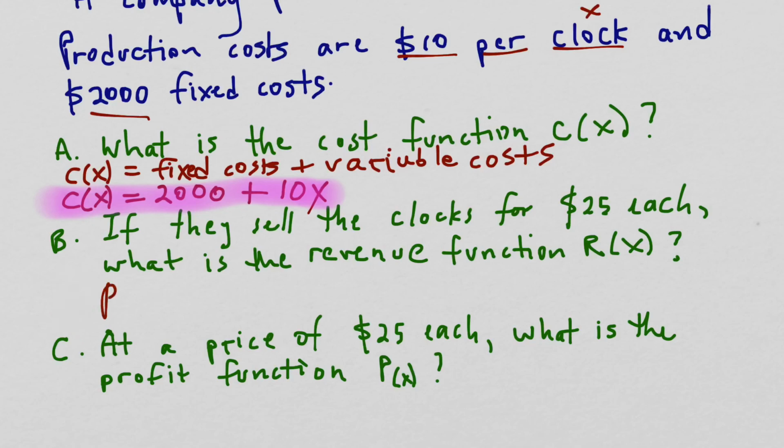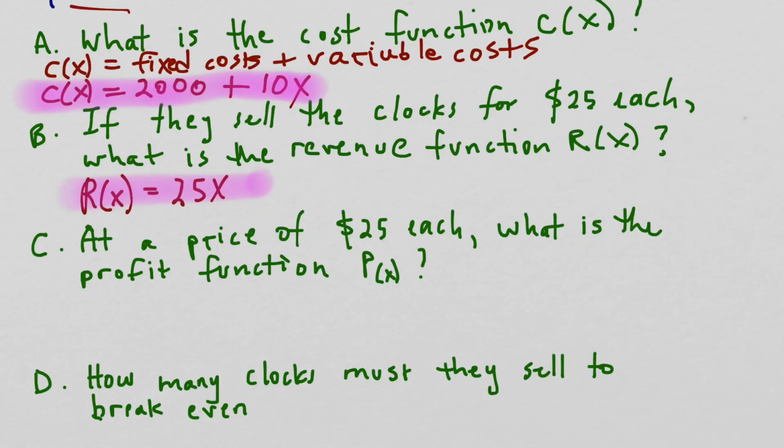So what we can say here is that the revenue R of x is simply going to be $25 times the number of items that you produce. So this is a relatively simple revenue function. Okay, so this is your revenue function here, 25x. And sometimes they can be a little more complicated than that.